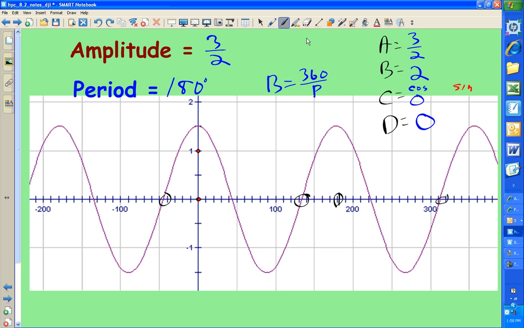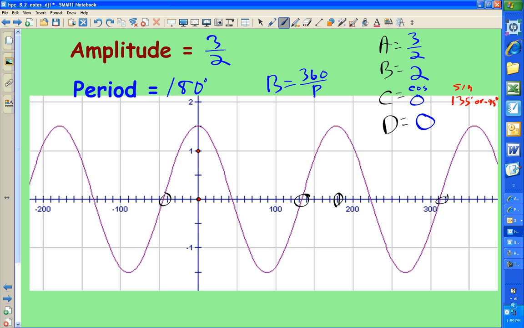What about sine? What am I going to use for the C value if I decide to write a sine function? 135, we could do that. Or, not negative 90, negative 45. So we need a halfway from a minimum going to a max. That occurs here at 135. And it occurs here, minimum to max, at negative 45. Either one will be correct. It just doesn't matter.